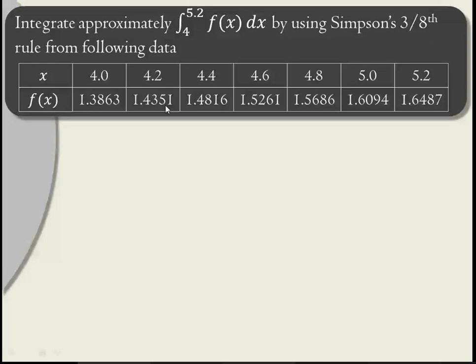Now, to compute the integration by Simpson's 3/8 rule, we need h and the y values y0, y1, y2 up to yn. So first check the difference between the values of x, 4 and 4.2. The difference between these two is 0.2. Take any two successive terms; the difference between them is h. So if we subtract these two terms, it gives us 0.2.